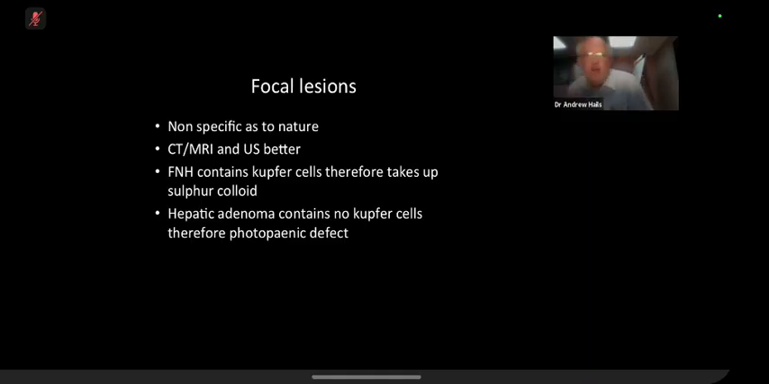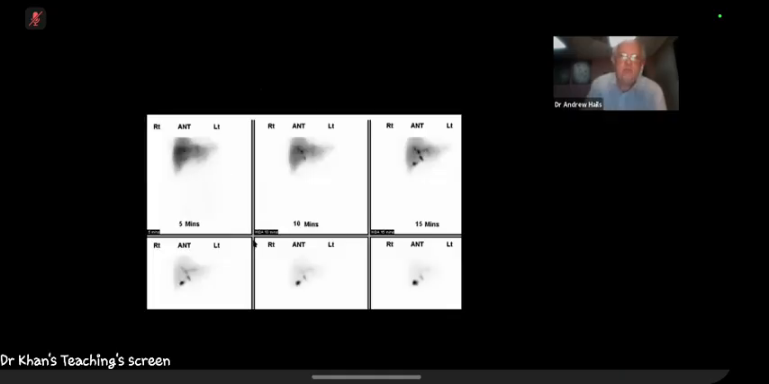You can use it for focal lesions. It's not really done these days, but one thing, it does contain Kupffer cells. Therefore, if you have focal nodular hyperplasia, it would take up the sulfur colloid, whereas where you've had a hepatic adenoma, it wouldn't take it up.